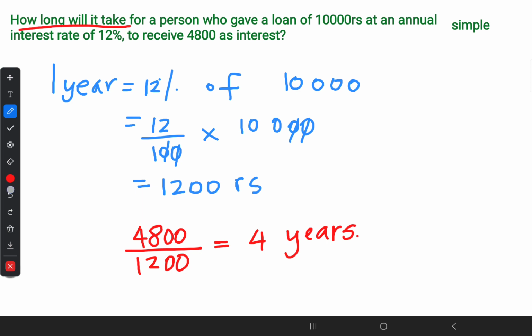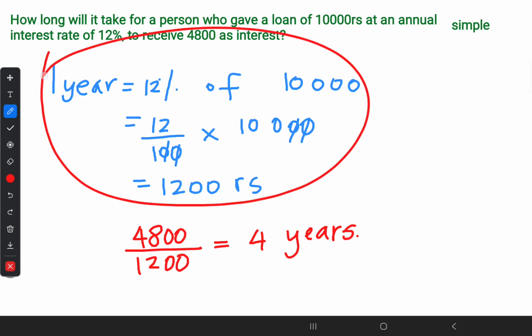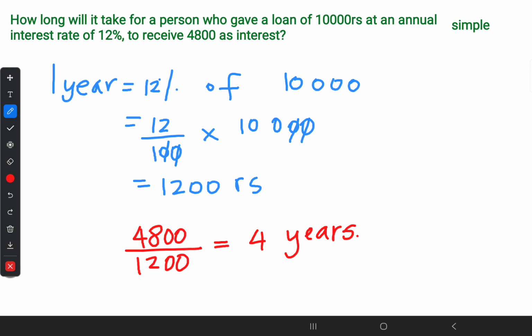How long will it take? The question is about the duration. So definitely you need to find the interest for 1 year. Now we know the interest for 1 year as 1,200. The total interest received by you is 4,800. So 4,800 divided by the singular value. Singular value means the interest for 1 year. So total interest divided by 1 year interest will give you the duration as 4 years.